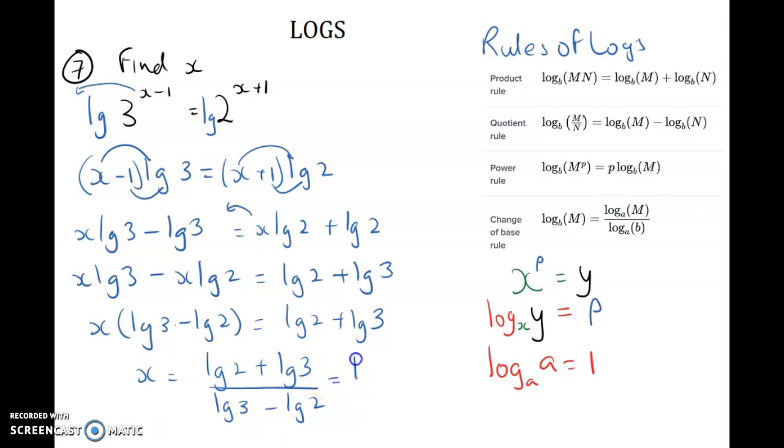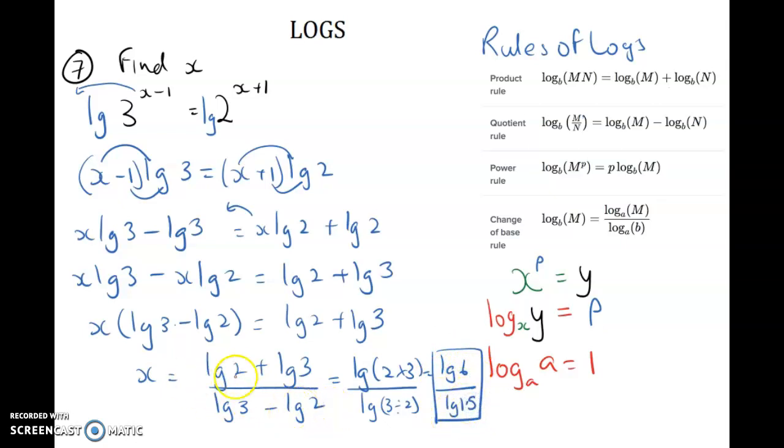Simplifying this now, I'll get log of 6, right? Because log 2 plus log 3 is log 2 times 3, so that's log 6, that's the numerator. Log 3 minus log 2 means log 3 divided by 2, which will actually be log of 1.5. So then this here, guys, would be the answer. Log 6 divided by log of 1.5.